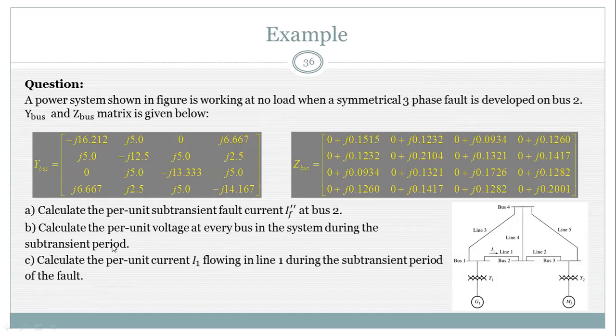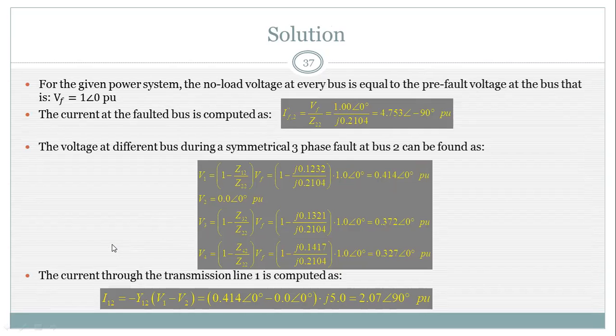So you have to calculate the bus voltage during the subtransient period. Here we can easily know the equation: 1 minus Z12 by Z22 into Vf for the bus voltage equation of V1. Vf is 1 angle 0 degree, and the elements of the impedance matrix we have already identified. So you can easily calculate the post fault bus voltage. One thing: the bus voltage at bus 2 is 0, because at the instant of initiating the fault the short circuit bus voltage should be 0.